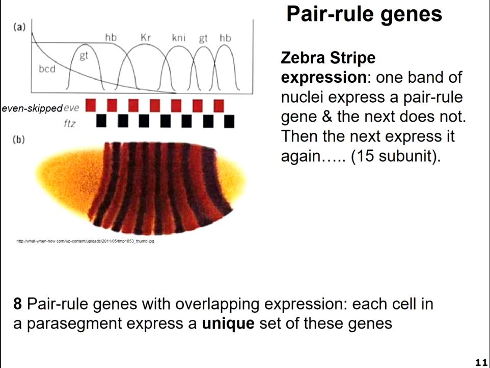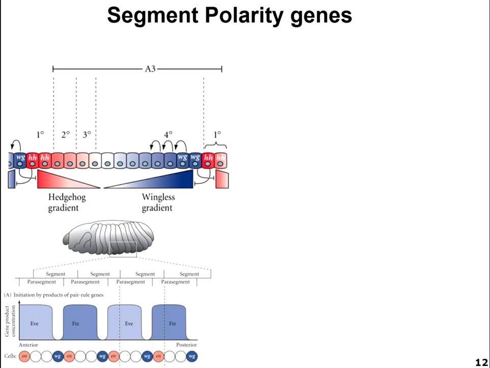We have 8 pair rule genes with overlapping expression. Each cell in a segment or a parasegment expresses, at the end of the day, a unique set of these pair rule genes. Okay, so we have now defined precisely different segments or parasegments, if you want, along the anterior-posterior axis.